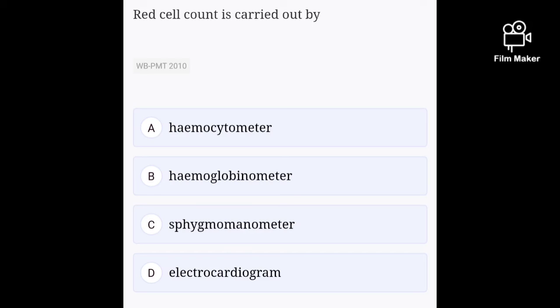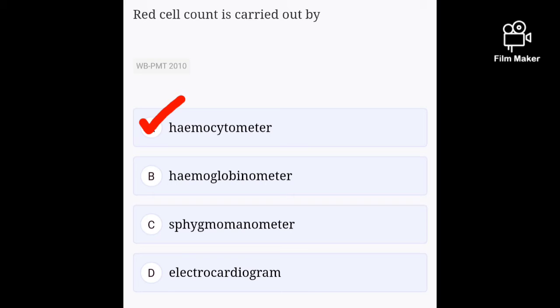Cell count is carried out by option A hemocytometer, option B hemoglobinometer, option C sphygmomanometer, option D electrocardiogram. The hemocytometer is a device originally designed for the counting of blood cells. It was invented by Louis Charles Malassez and consists of a thick glass microscopic slide with a rectangular indentation that creates a chamber. Hence, option A is the right answer for this question.